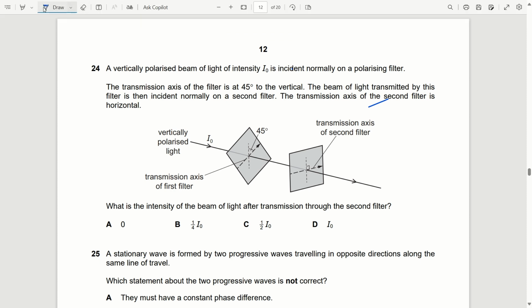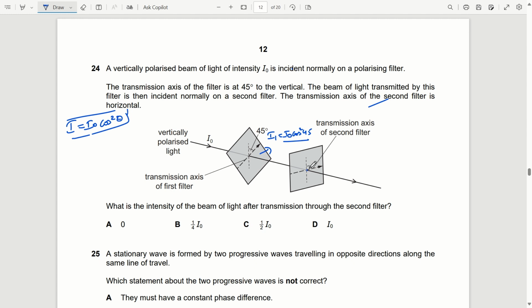Now, as per the law of Malus, we know that intensity is given as initial intensity into cos square theta. Here theta is 45, so the intensity I1 will be equal to I0 into cos square 45. Now this will be the incident intensity for the next filter.